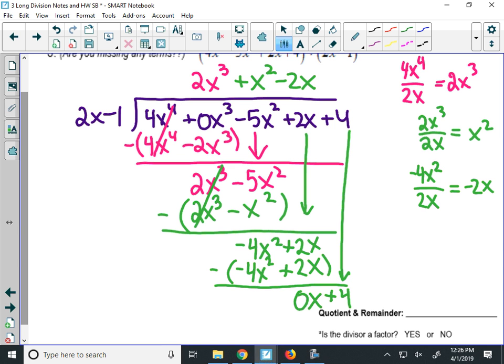If you want, you could put plus 0 up here, because 0x divided by 2x gives you 0, but you're still going to have a remainder of 4. So what we end up with is a quotient and remainder: 2x cubed plus x squared minus 2x. Now, when I write the remainder, I have to do plus, because it's positive, 4 over 2x minus 1. I'm sorry, that's really squeezed in there. So you take what you wrote on the top, 2x cubed plus x squared minus 2x, plus our remainder, plus 4 over 2x minus 1. And is that a divisor? Is it a factor? No.